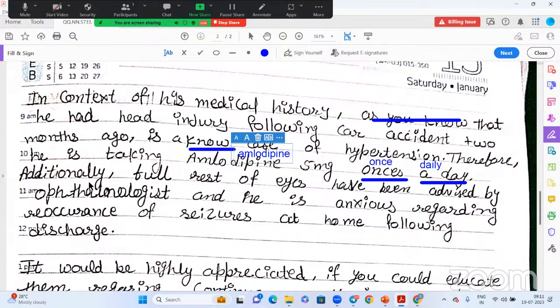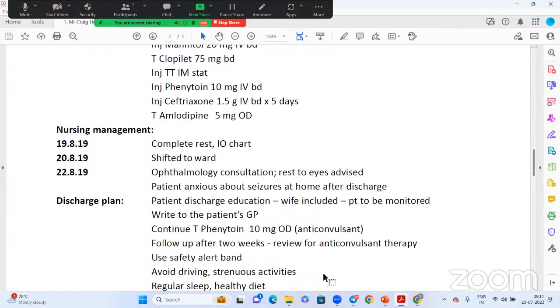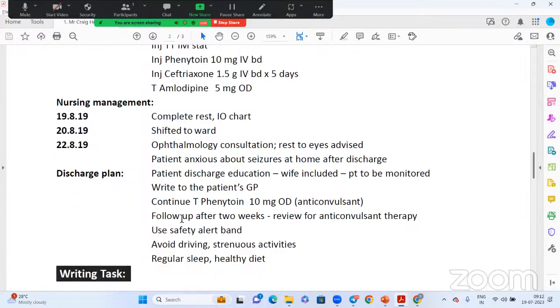Next one. Therefore, he is taking amlodipine 5 mg once daily. He already knows. It's not necessary. The doctor only prescribed this medication to him, maybe. So why do you need to tell this information? Avoid telling information which is not necessary, because he already knows it. So 2 months ago he had a car accident, and he is a known case of hypertension taking amlodipine. All these things are not necessary. Let us see here.